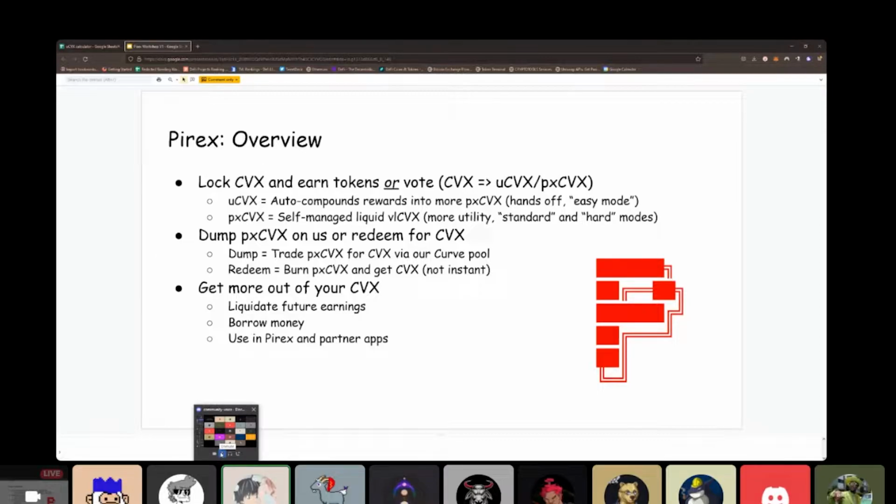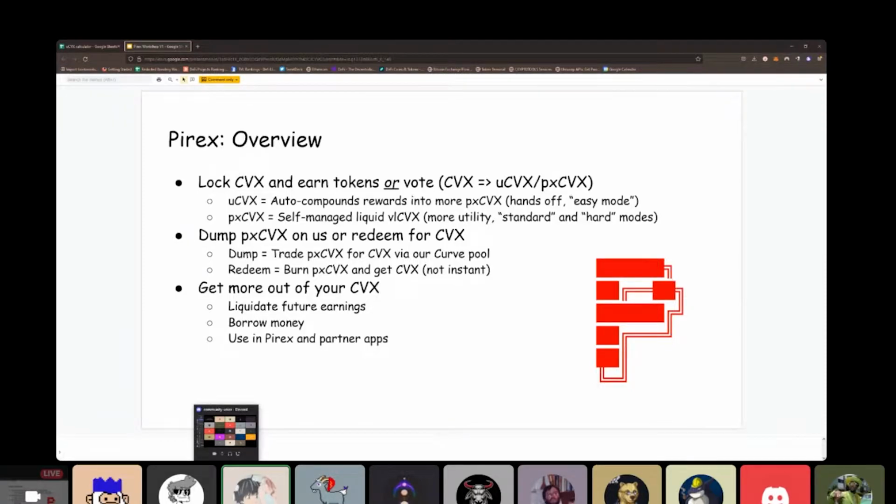Yeah, but it's not instant. So we do operate in the same way as Convex, where there are unlock times. If you want to actually get the CVX back instead of selling your PXCVX, you just have to wait until it unlocks before you can get your CVX back. And then get more out of your CVX.